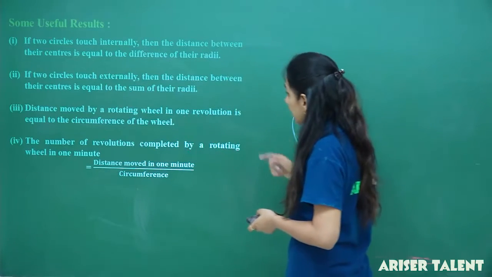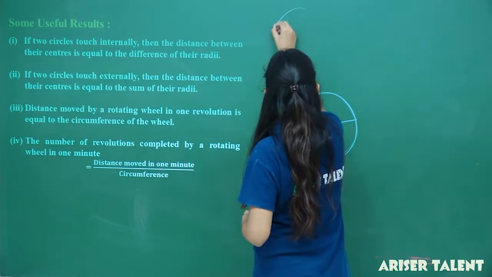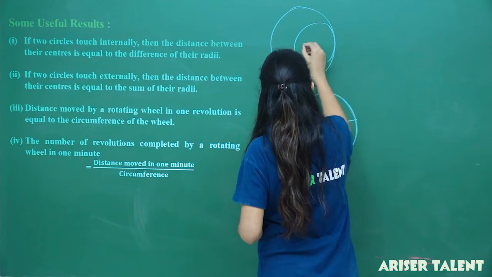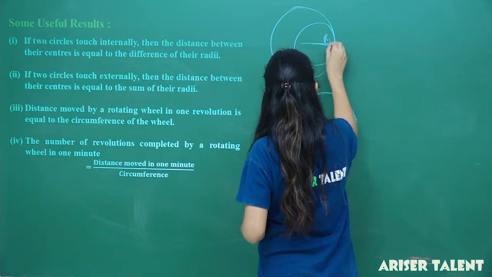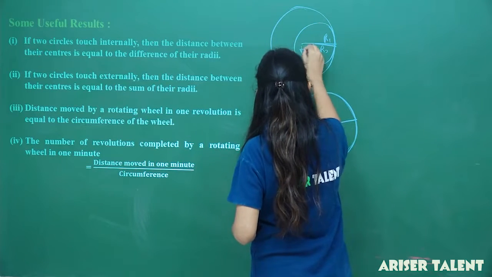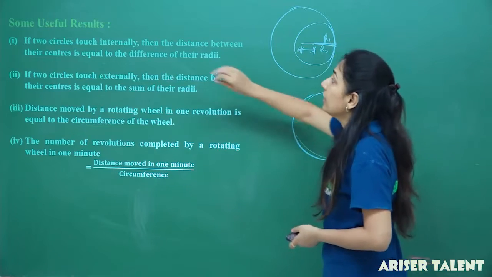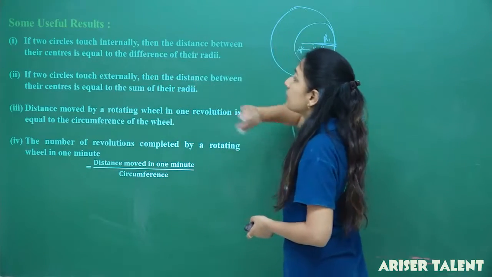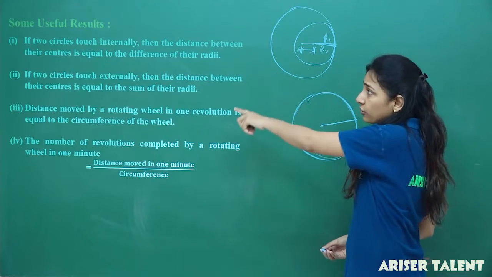If two circles touch internally, then this will be the radius r1 and this will be the radius r2. So the distance between their centers will be the difference of their radii. If two circles touch internally, then the distance between their centers is equal to the difference of their radii. This was our first result.